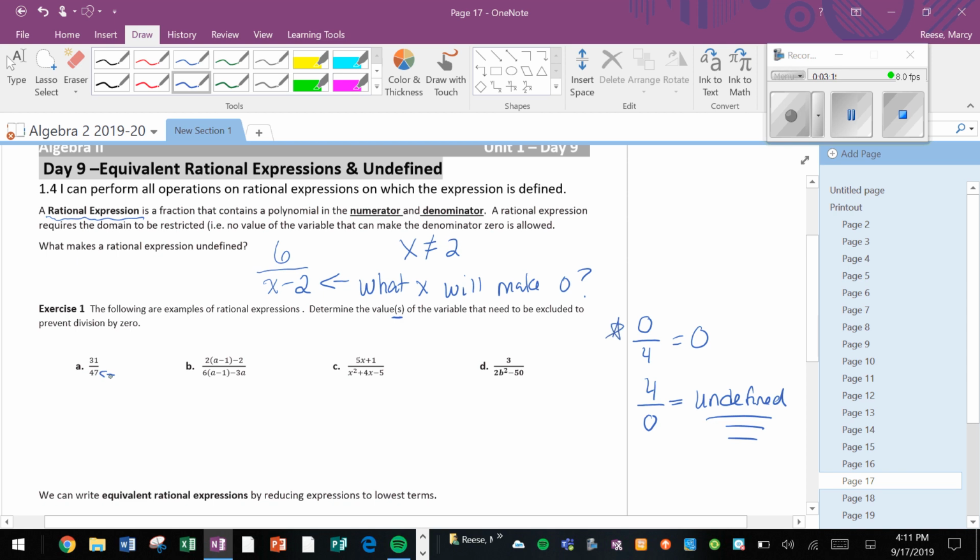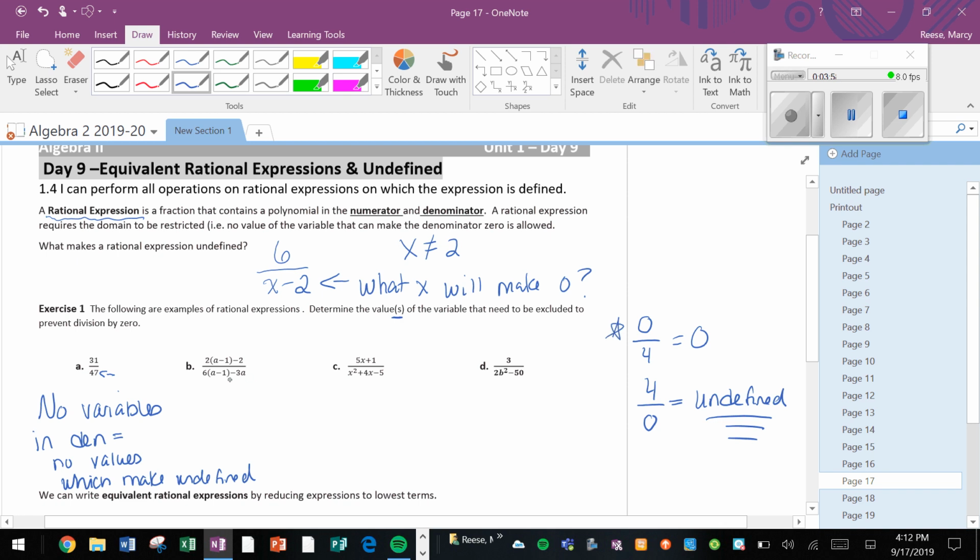Now, I see for this first one, 47 is my denominator. So I have no variables that will make that undefined. So there is no values. There's no variables in the denominator, which means there are no values which make it undefined. So basically there's got to be a variable in the denominator to make it undefined.